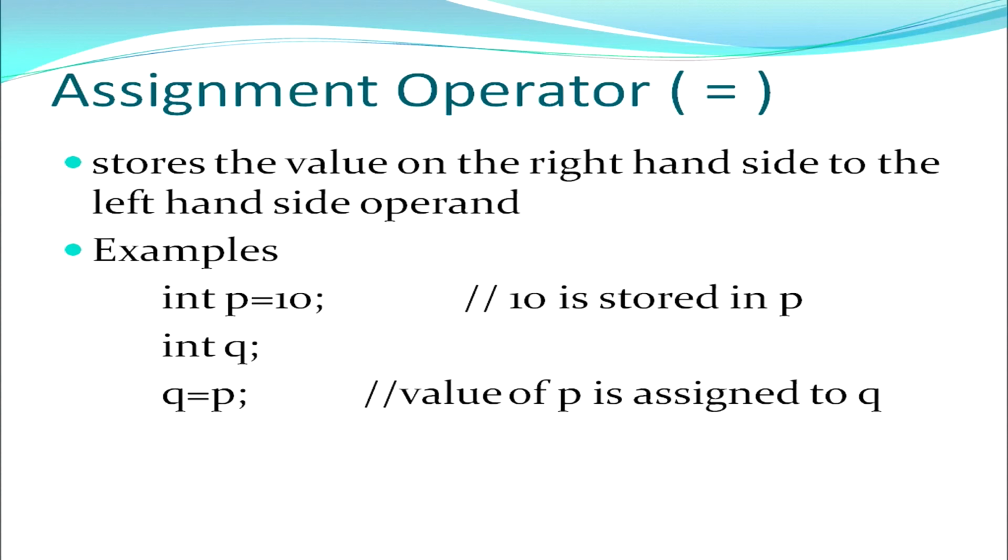Next, we move on to the assignment operator. The assignment operator we have used in previous examples also. It stores the value that is on the right hand side of the operator to the left hand side operand. For example, given below, 10, the value on the right hand side, is being stored in P, which is on the left hand side. Similarly, the value of P is assigned to Q, which is on the left hand side. This is how the assignment operator works.